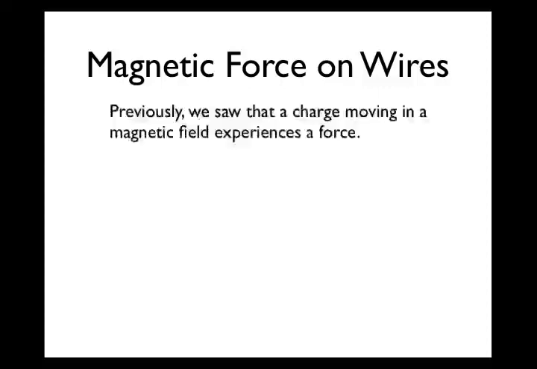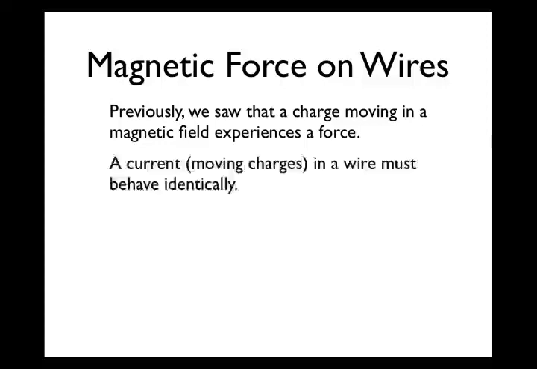And what happens in conducting wires? Well, we saw that charge moving in a magnetic field experiences a force. So the argument goes, a current, which after all is a collection of a bunch of moving charges, must behave the same way. It must feel a force in a magnetic field. So here's the form of the Lorentz force law that we have so far, F equals QVB sine theta.